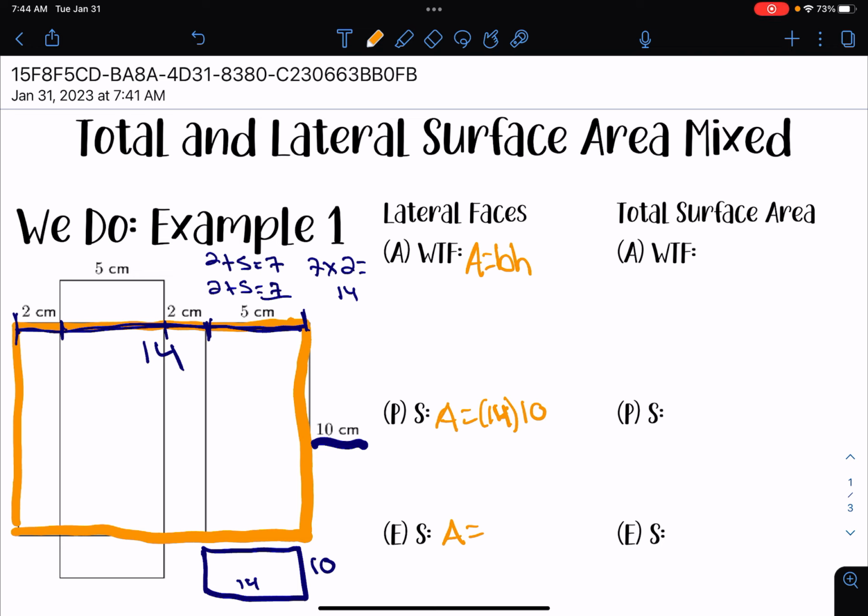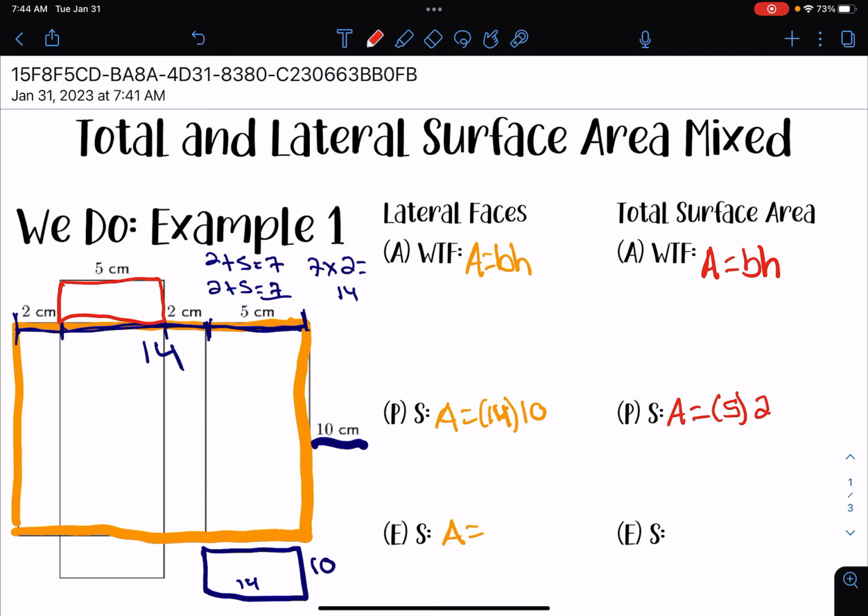Okay. Now we need our faces, to do the total surface area. So what shape are our faces? Let's look. What shape is this? A rectangle as well. So we're going to use the same formula and substitute. That rectangle is going to be the same as this one. So our base is what? 5. That is correct. And our height is 2. That's correct. So you're going to go ahead and multiply that.